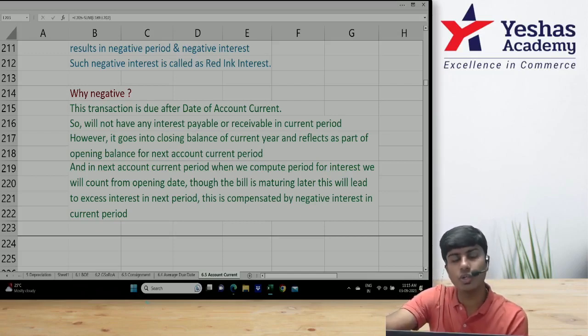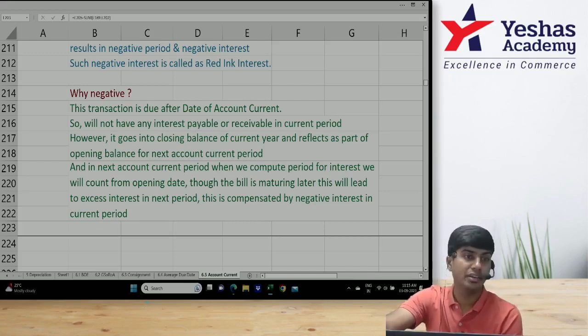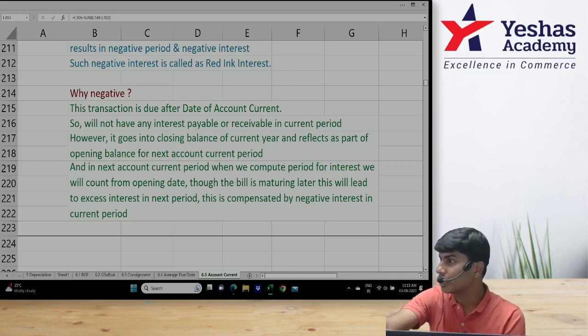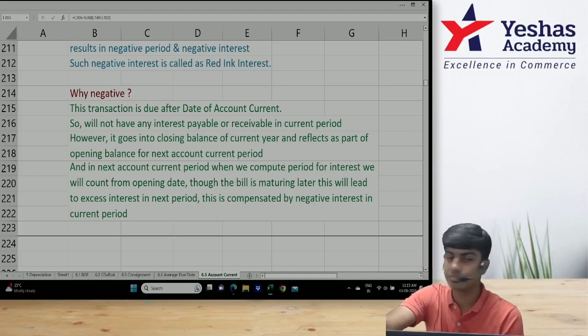But it goes into closing balance of current year, and reflects in opening balance in next year. So interest is computed from the beginning till the end. That is additionally computed for certain period. To compensate that additional interest in the next period, we find negative interest in the current period. Read this once.